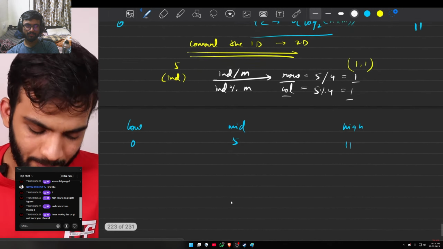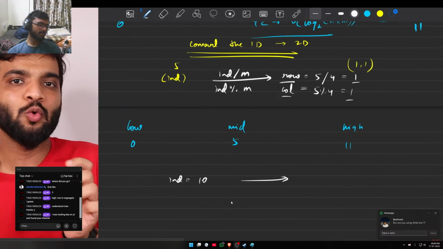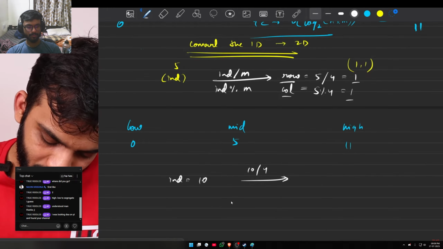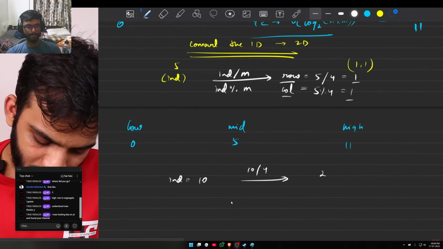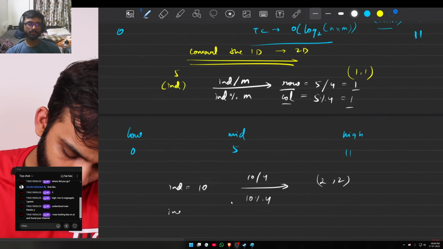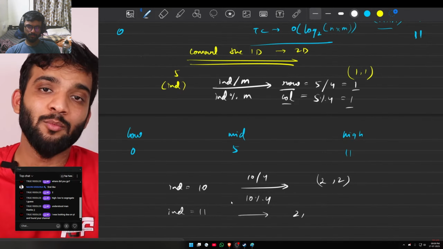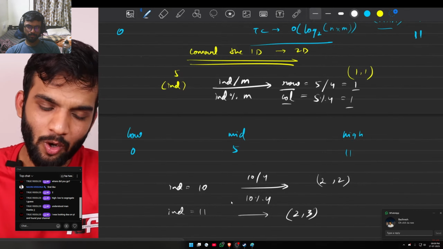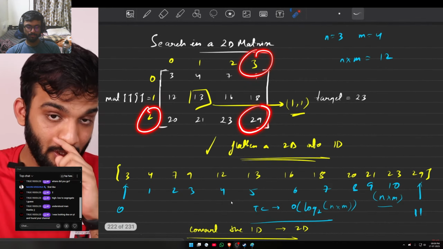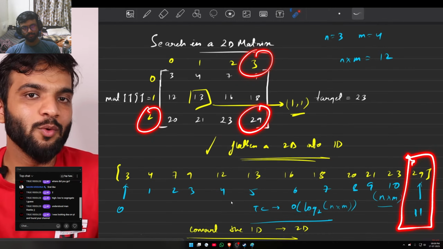If you take some other examples, it will work. I'll give you the intuition, don't worry. If I take something like index 10 and try to convert it into a 2D coordinate, what you do is 10 by 4, that's row number 2. 10 modulo 4, that's column number 2. So let's take index equal to 11 and see if it is working or not. 11 by 4, 2. 11 modulo 4, 3. That's 2, 3, which is 29. And if you look at this, index 11 had 29.